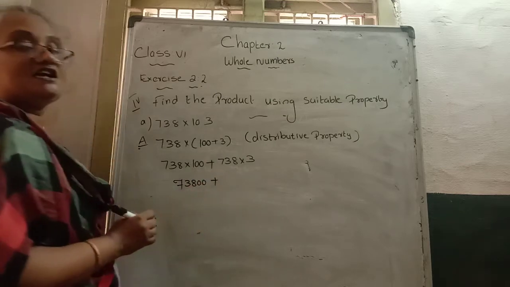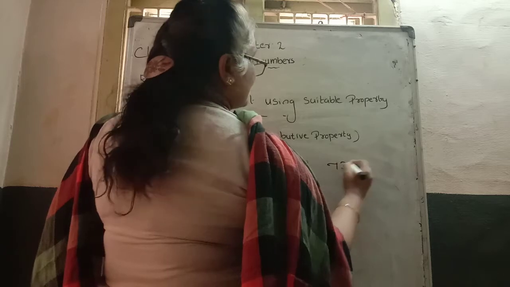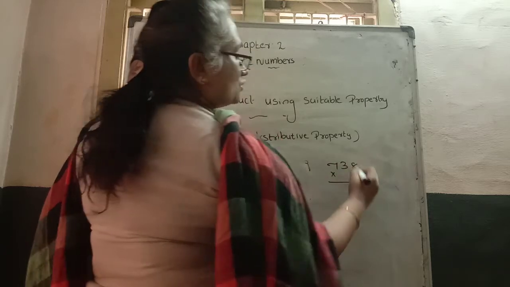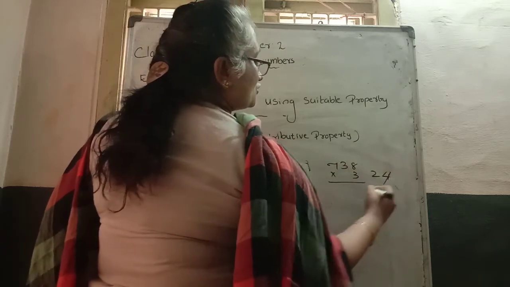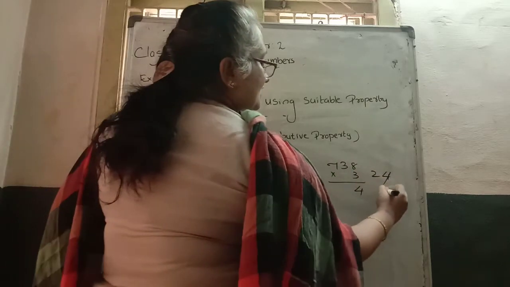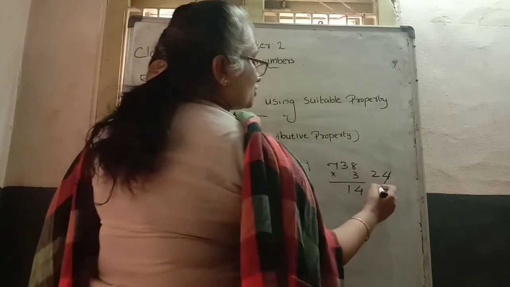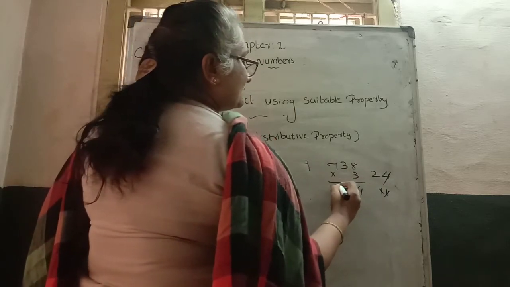Right hand put 2 zeros. Then this part, 738 is multiplied with 3. 3 8s are how much? 24. 4 cut and write. 3 3s are how much? 9 plus 2 comes to be 11. 1 cut and write here. 3 7s are how much? 21. 21 and remainder 1 adding time, 22.